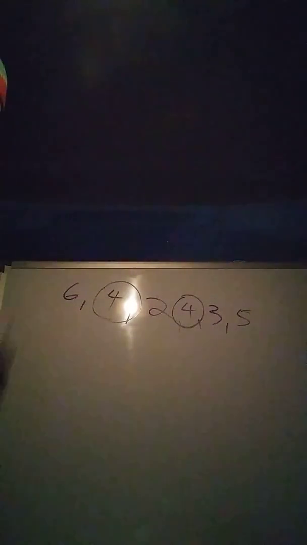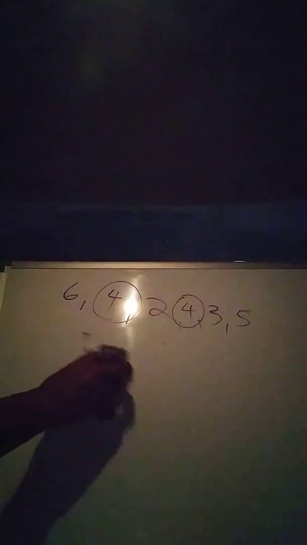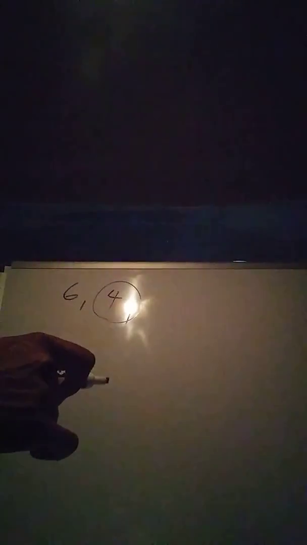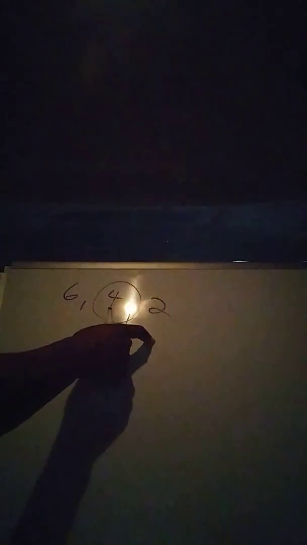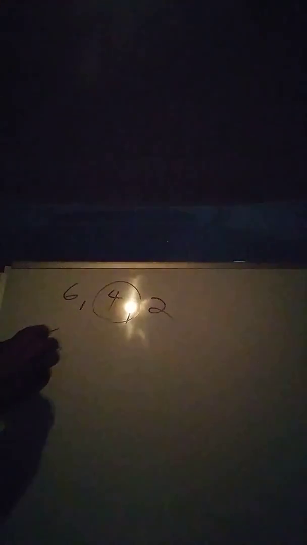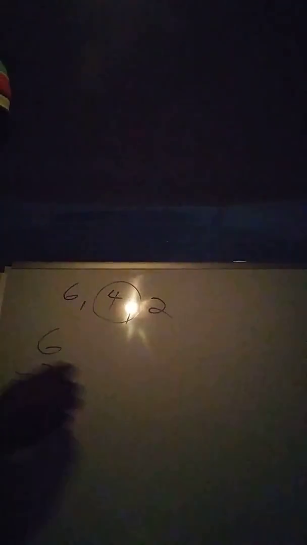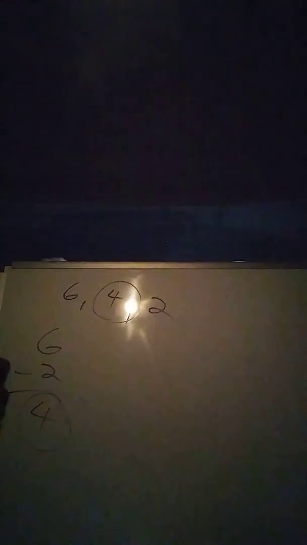Then range. What's the range, right? The range is simply where you organize the numbers from top to bottom, or highest to lowest, lowest to highest, right? Then you take the lowest number, subtract it from the highest number, and that's your range. So in this case, we have 6 being the highest, and the middle is 4, and the lowest is 2. So the range would be 6 minus 2, right? Which is 4. 4 would be the range, okay?